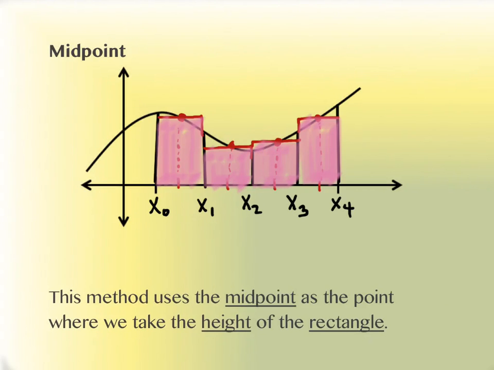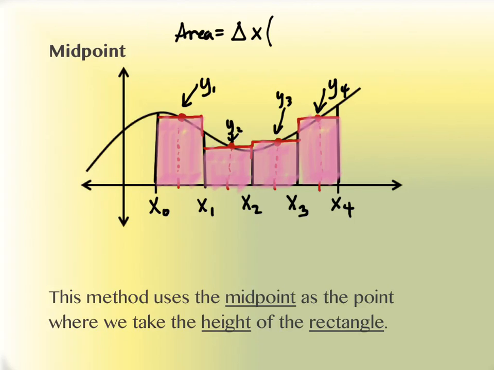Midpoint is more complicated to process because we don't have names for these particular points. It's not x0, it's not x1, it's somehow halfway between, right? But we still have the y values here. So let me just call them y1, y2, y3, and y4, okay? We tend to actually have to find those individually because they're not typically given to us. But I still calculate the area the same way. I have delta x times the sum of the 4 y values.